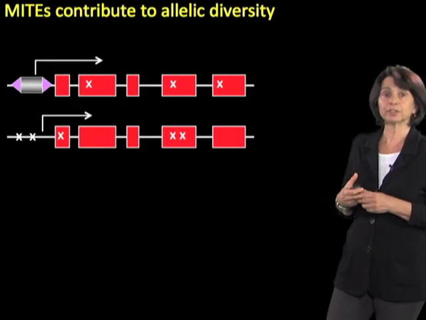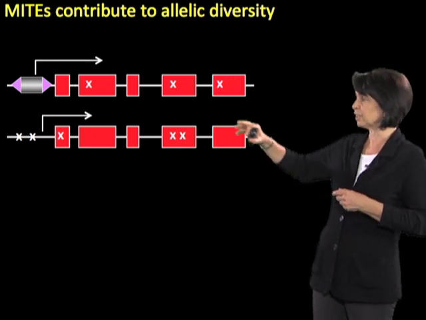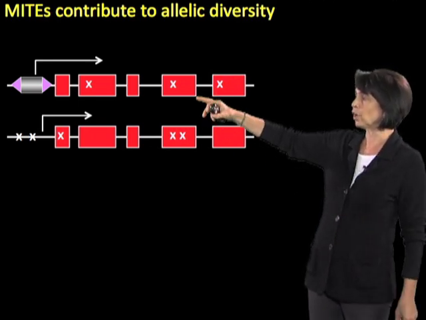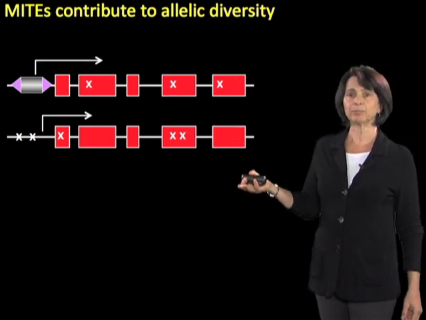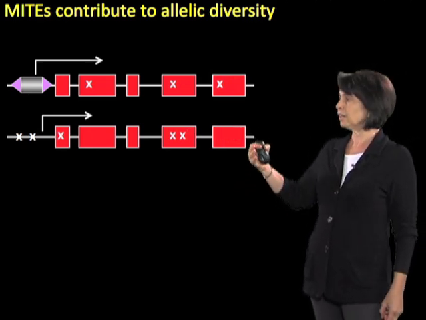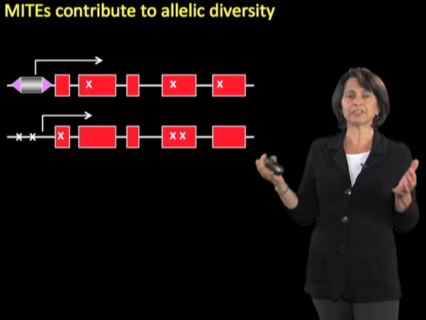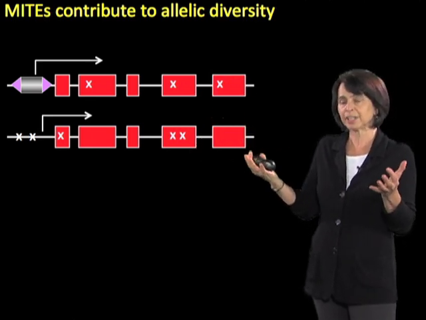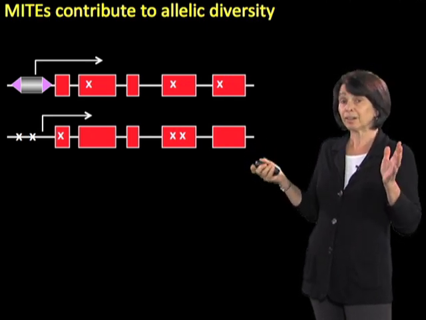Mites also contribute to allelic diversity. So what I've shown here is the same gene, or alleles of the same gene, one with a mite and one without a mite. So here would be a wonderful example to be able to say, okay, I have a gene without a mite, I have one with a mite. How do they differ in expression? And that may be able to tell us what is the impact of insertion of that mite.